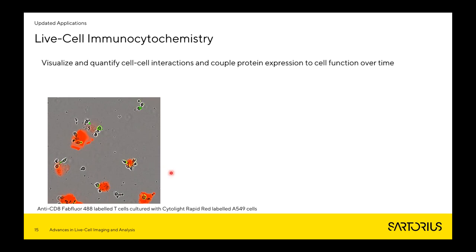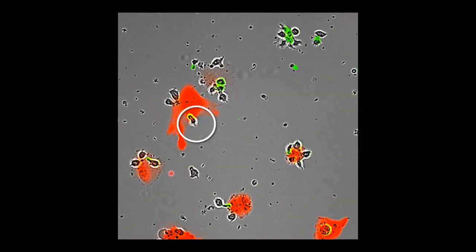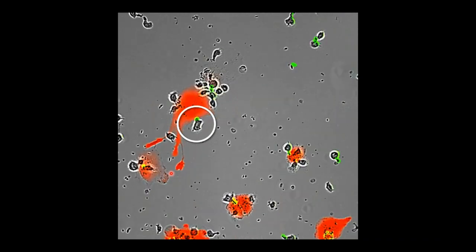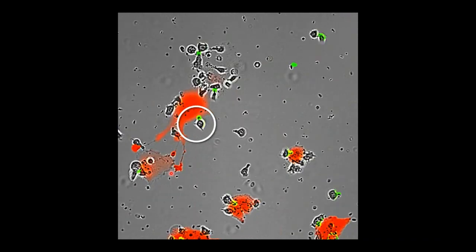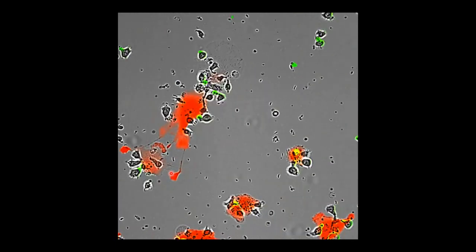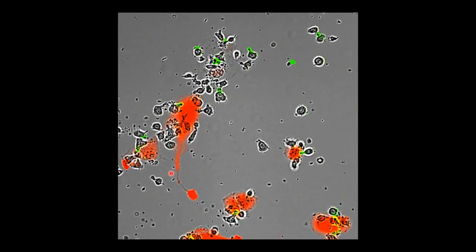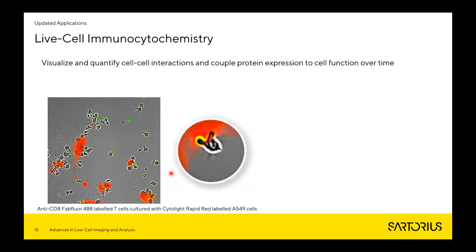Here we have an anti-CD8 antibody that's been labeled with our Fabfluor 488 dye, and these cells have then been cultured in the presence of A549 tumor cells, which have been labeled with a cytoplasmic dye. So here we're looking really specifically at the cytotoxic T cells. And we can see swarming of the cells, and we can actually see an immune cell binding to a tumor cell. And if we zoom into that particular region, we can actually see there the formation of an immunological synapse on these cells and for this cell.